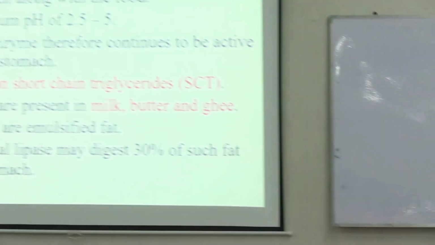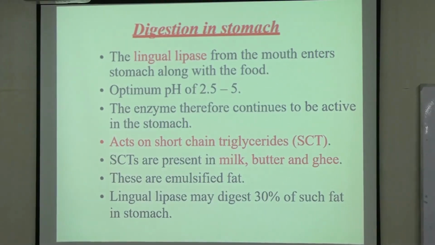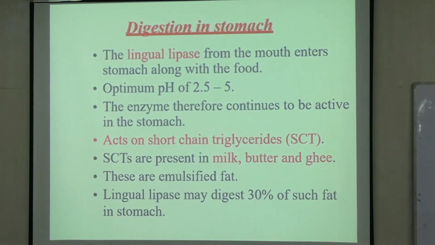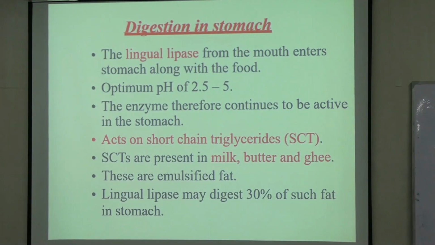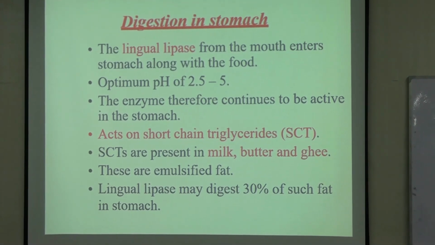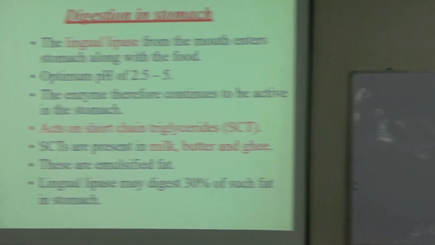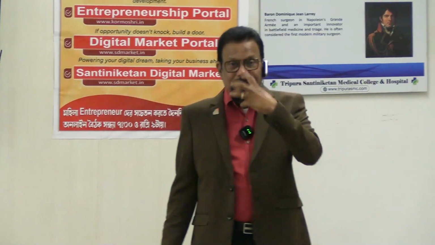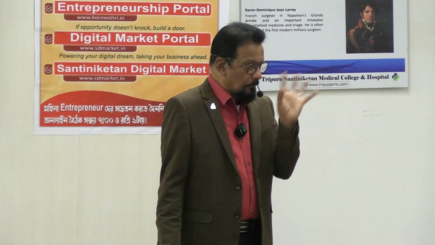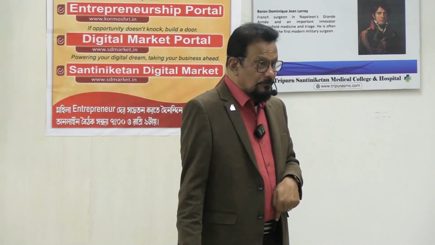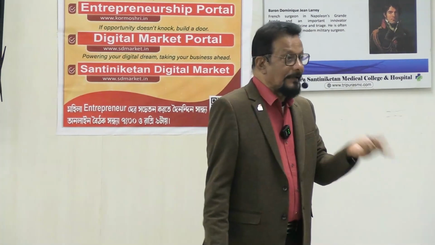Now let's see where digestion of lipid starts. Fat digestion starts from the mouth, because in the mouth there is salivary juice and there is one component, lingual lipase. This lingual lipase can act in an acidic medium, pH 2.5 to 5. That means it can act even when the salivary juice together with food enters the stomach.